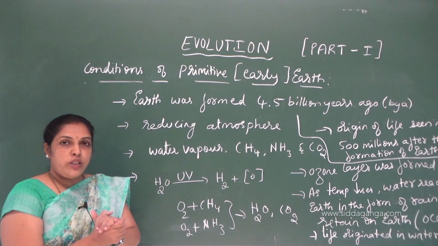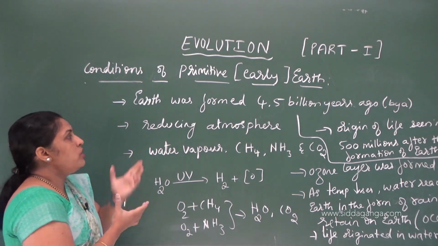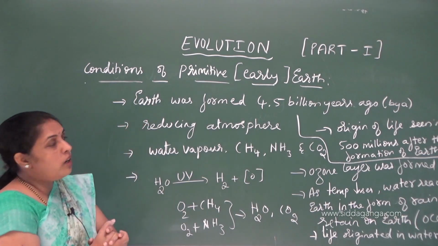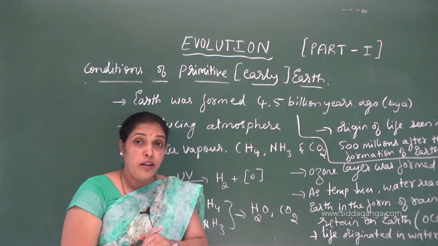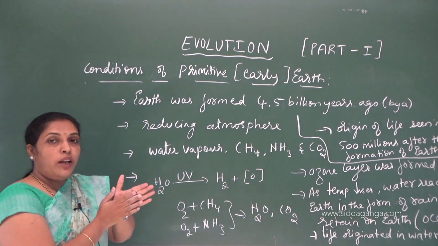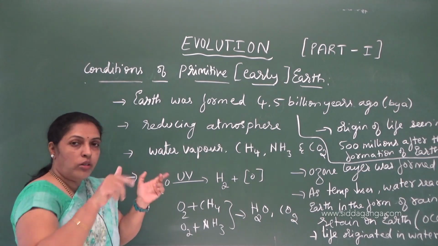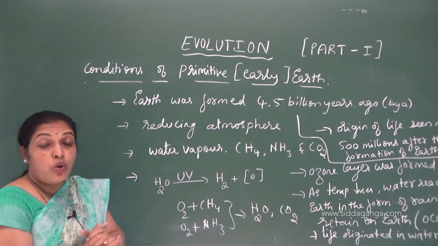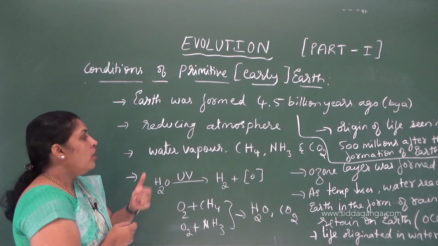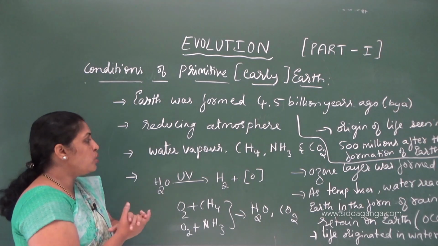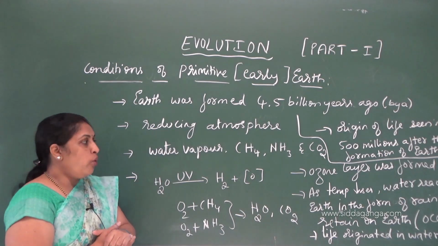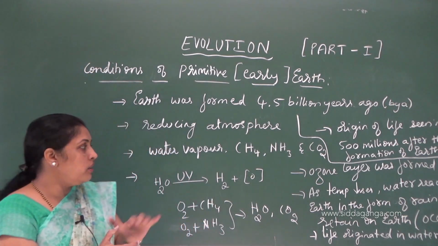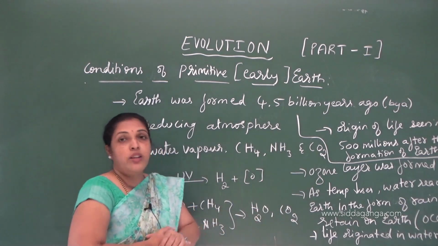Once the universe formed, we saw the formation of the solar system, and in the solar system, Earth was formed nearly 4.5 billion years ago. During that time, what we see on the surface of Earth is a reducing atmosphere. Why? Because there was no free molecular oxygen. We saw the presence of gases like water vapor, methane, ammonia and carbon dioxide, which were released by the molten mass of Earth. These covered the Earth's surface.